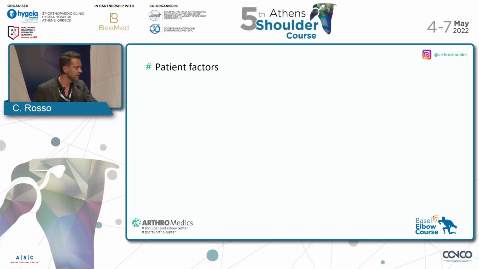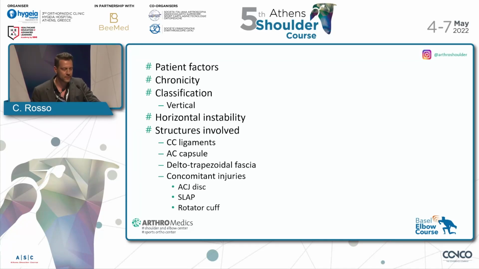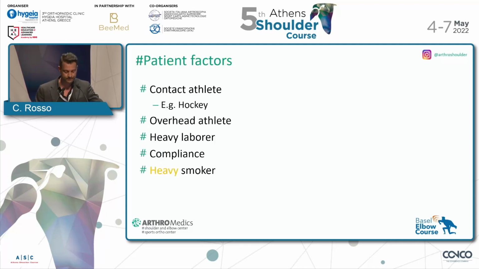So we need to consider, as Knut said, patient factors, what is considered acute and what is chronic. The classification: we know about the Rockwood classification for vertical instability and also about horizontal instability. And then we need to know the structures involved. We know CC ligaments, we're talking about the AC joint capsule, but we are not talking too much about the deltotrapezoidal fascia, which is a difficult word to pronounce, and concomitant injuries like the AC joint disc, SLAP, and rotator cuff lesions. So I will go more into detail with this.